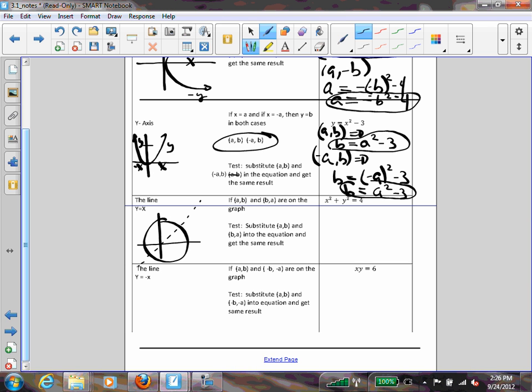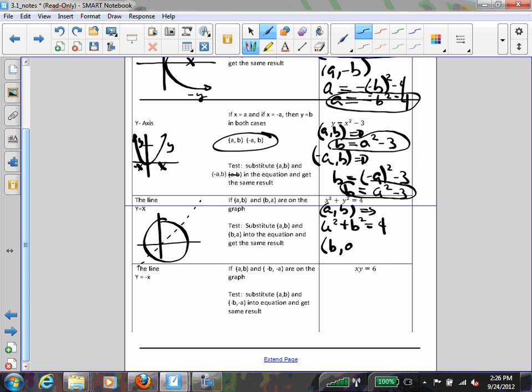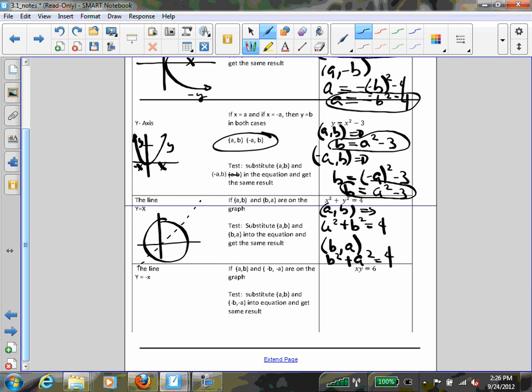So if we use a, b, we're going to get a squared plus b squared equals 4. Right? My other case then is going to be b, a. Now we're going to let x be b and y be a. We're flip-flopping those values. So now we're going to say b squared plus a squared equals, are they the same?